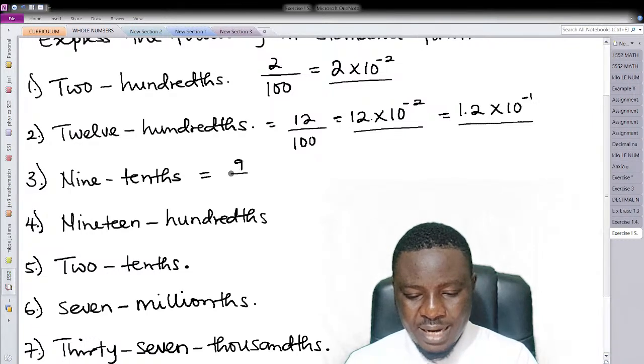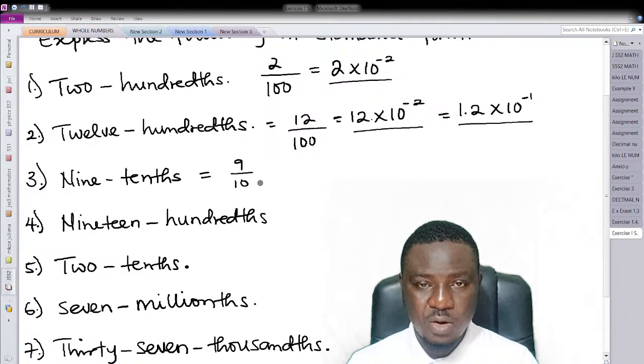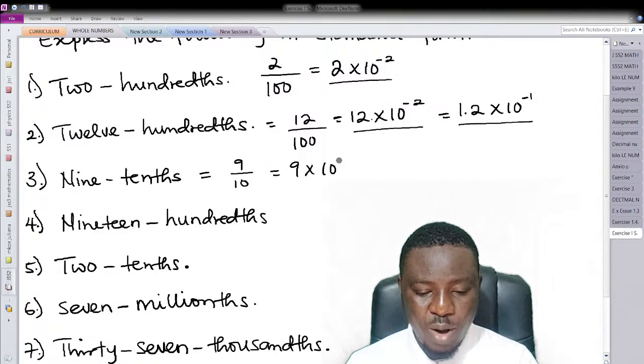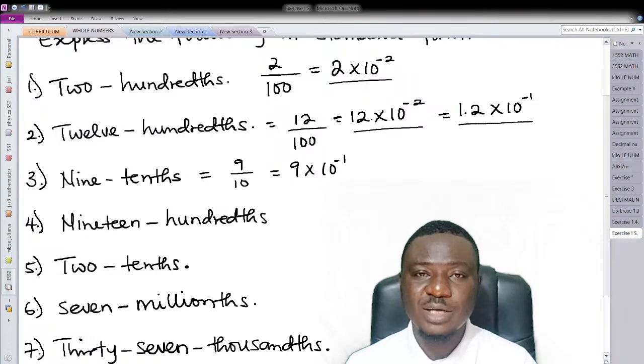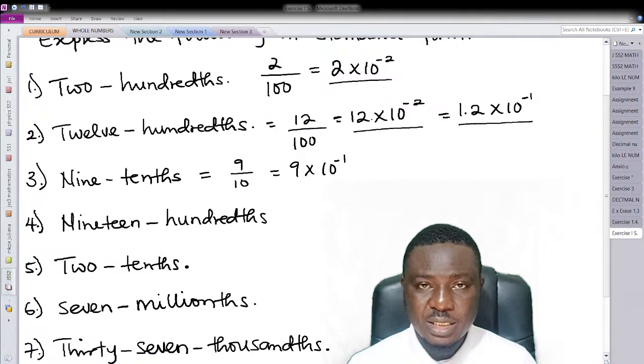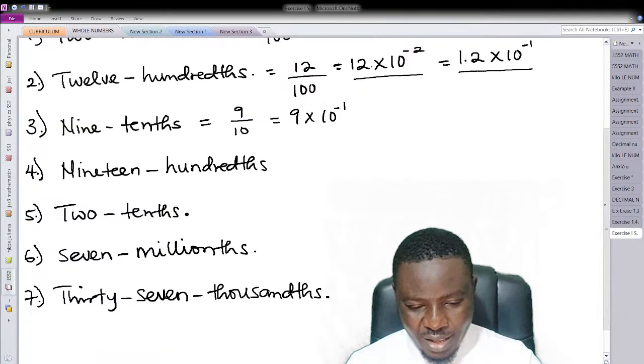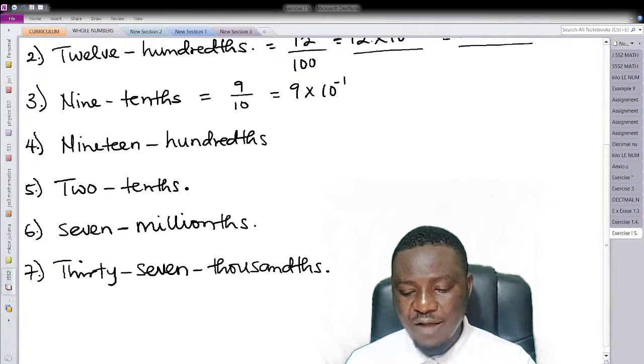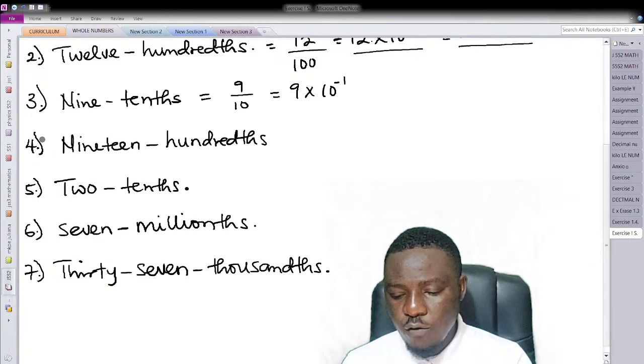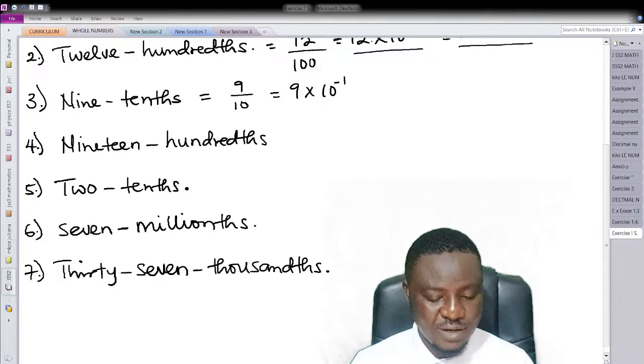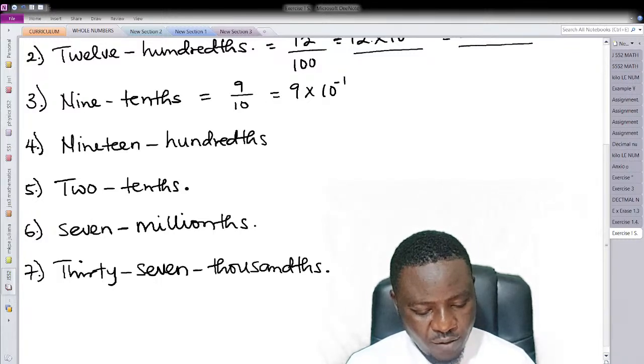9/10, 9 over 10. Okay, and this is equal to 9 times 10 raised to the power of what? Minus 1. Sarah, are you with me? If you understand what I have done, I will expect you to solve now from question number 4 to 7. Solve question number 4 to 7.